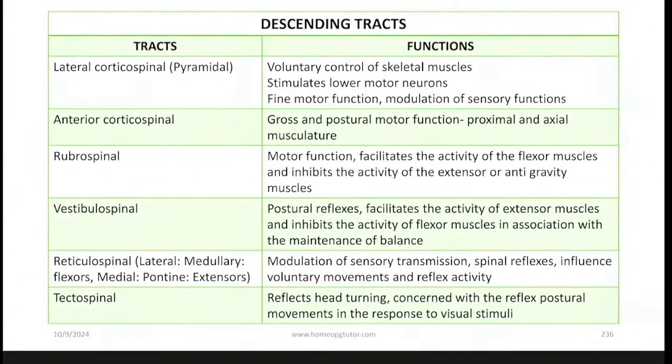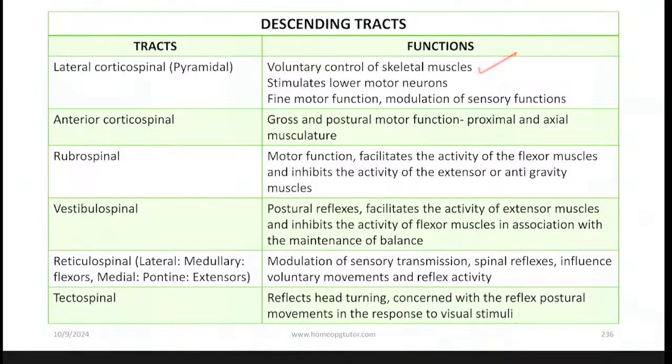Now coming to the descending tracts. Talking about the descending tracts over here, we have the lateral corticospinal tract. The lateral corticospinal tract was there in the lateral column, right? So basically we had mentioned SLTC. SLTC means what? Sacral, lumbar, thoracic, as well as cervical. So remember, the function is that it takes care of the voluntary control of the skeletal muscle.